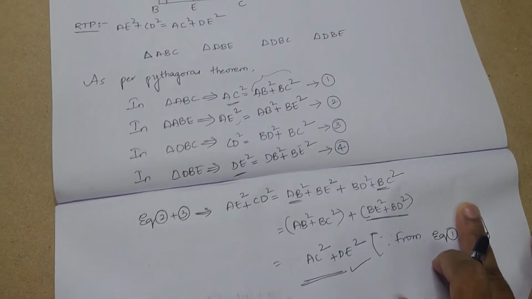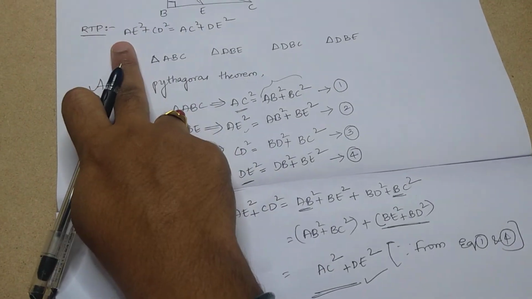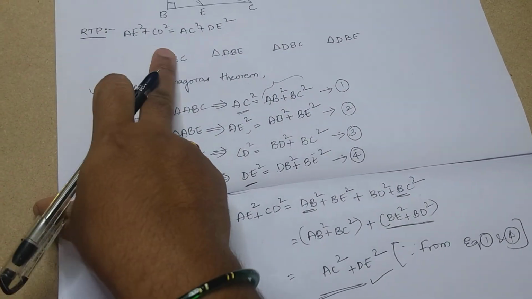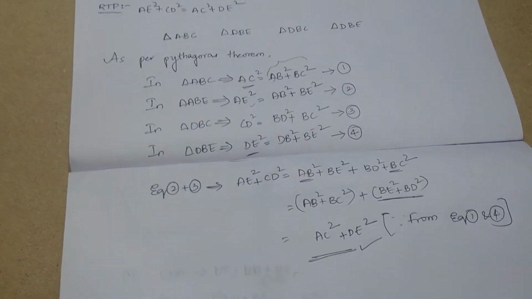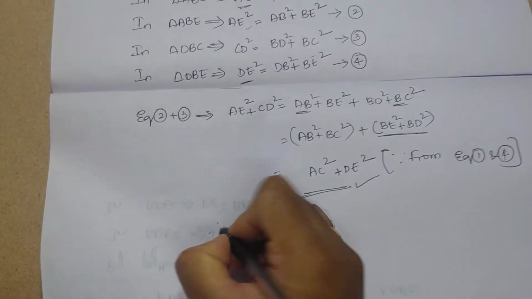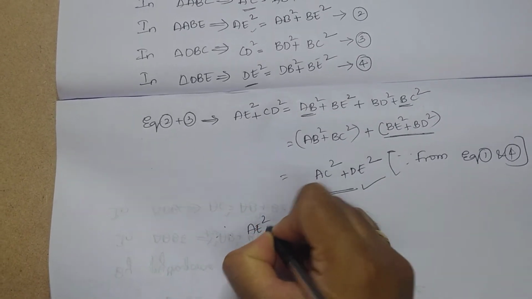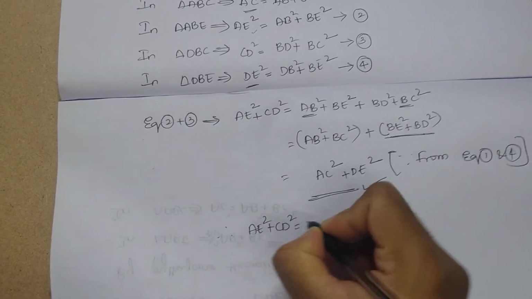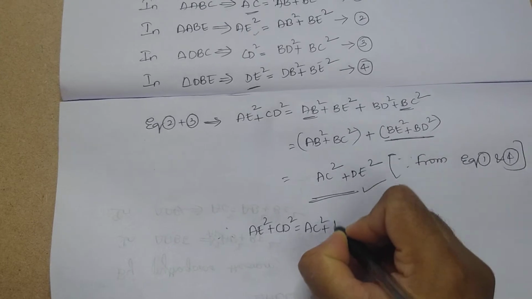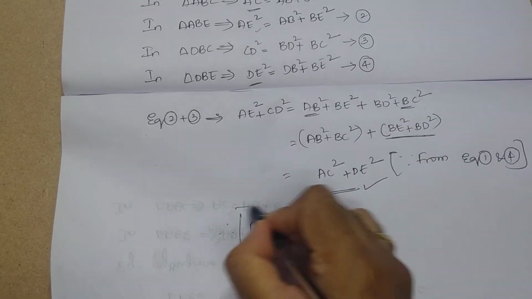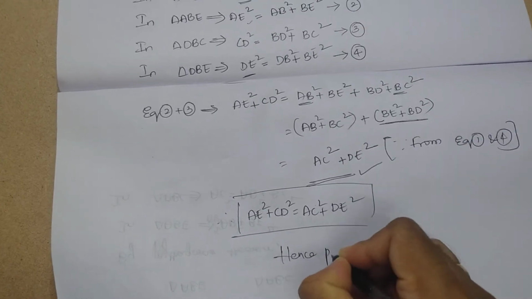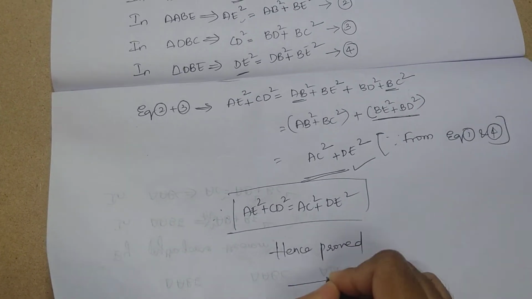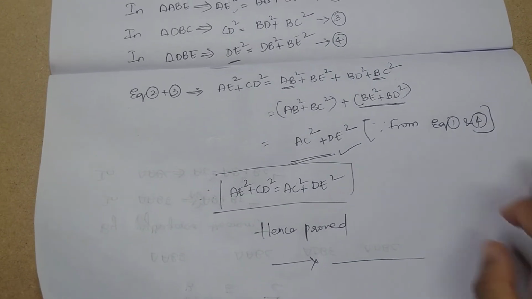Let us see in the required to prove part what it is. We have to prove AE square plus CD square equals AC square plus DE square. It is proved, right? Therefore, AE square plus CD square equals AC square plus DE square. Hence proved. Hence proved. So this is the solution.